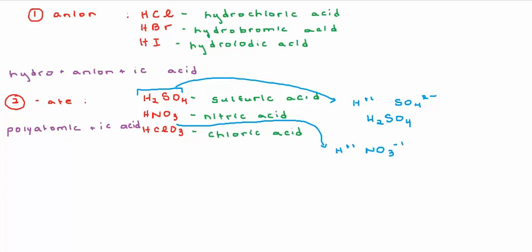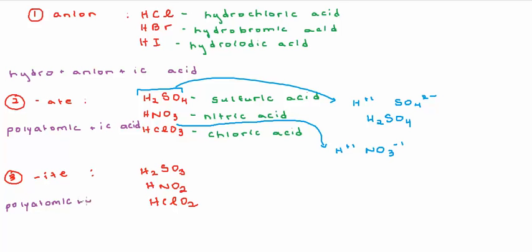Alright, now the last type of acid is if my polyatomic ion has an ITE ending. If it has an ITE ending, for example, it would look like H2SO3, because that's sulfite, or HNO2, or HClO2. Okay? And so what I do is extremely similar to this one right here, except I'm going to take my polyatomic ion, and then instead of ic, I'm going to add ous for the ending.